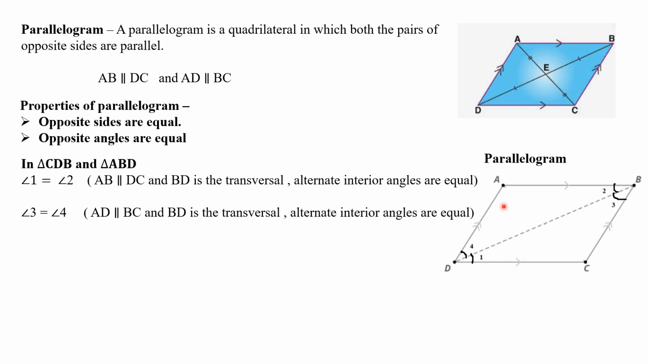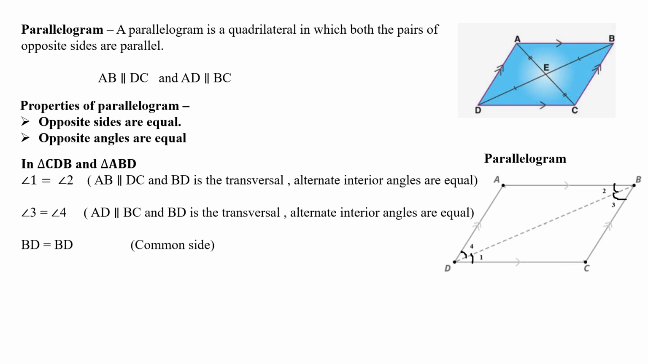Same way, if you take AD and BC as parallel lines and BD as the transversal, then angle 4 will be equal to angle 3. Again, they are alternate interior angles, so they will be equal. And the third criteria is BD is the common side for both the triangles. If you see, BD is the common side. So now I got my three criteria. So based on this, I can say these two triangles are congruent.